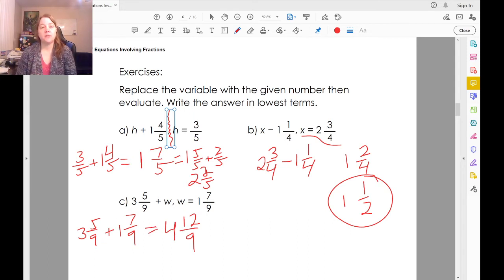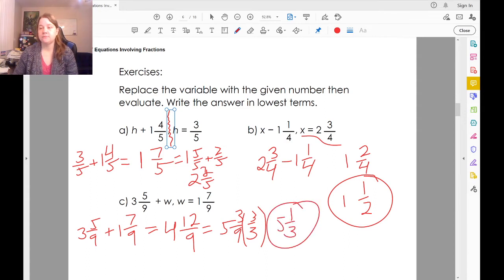That 12 over 9, if I take out my 1 whole, that 9, if I take 9 away from that and make it into a whole, that means that now I have 5 wholes and 3/9 left over. And if you're paying attention, you can see that we can simplify 3/9 by dividing by 3 over 3, so that makes it 5 1/3.